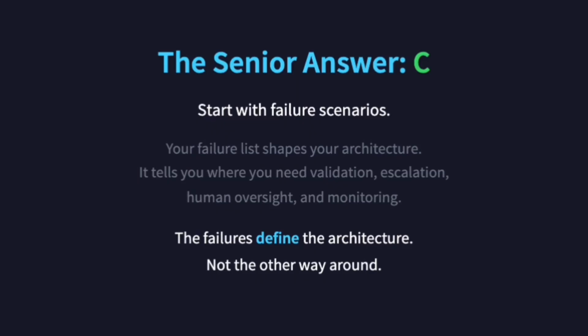You're designing for how it should work, not for how it will break. The senior answer is actually C. You start with the failure scenarios. Why? Well, because when you know how the system can fail, you design a system that handles those failures. Your failure list will actually shape your architecture. It tells you where you need to implement validation, where exactly you need the escalation, where you need the human oversight, where you need monitoring. The failures are the ones that will define the architecture. It's not the other way around. A system that is designed around the happy path works in a demo. A system that is designed around failure modes works in production.